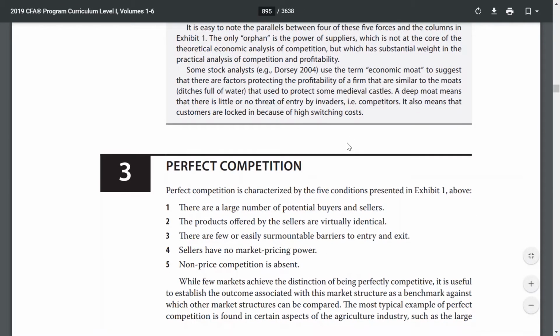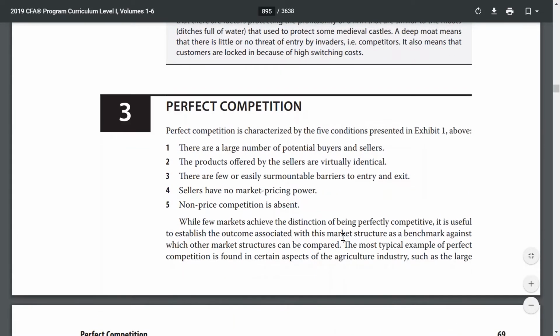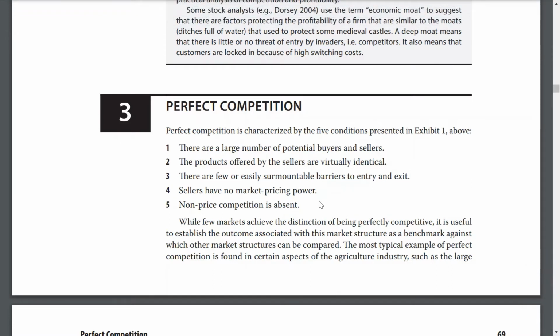Okay. Perfect competition is characterized by the five conditions presented in Exhibit 1 below. There are a large number of potential buyers and sellers. The products offered by the sellers are virtually identical or indistinguishable. There are few or easily surmountable barriers to entry or exit. Sellers have no market pricing power. Non-price competition is absent.